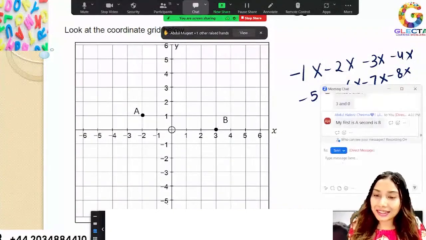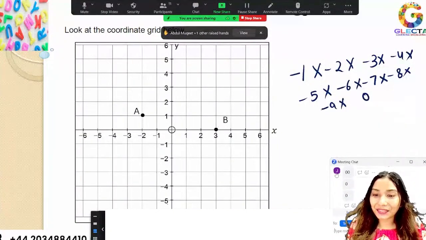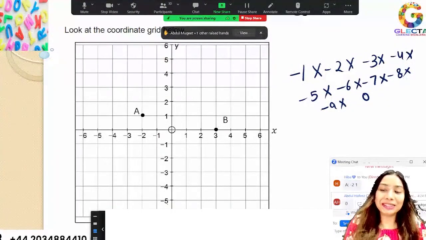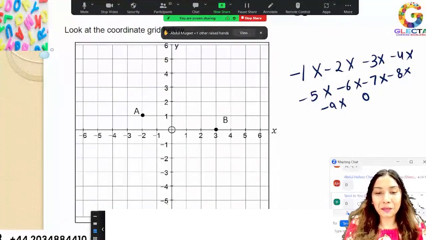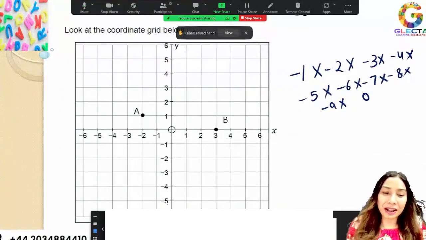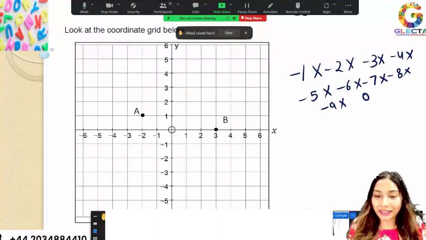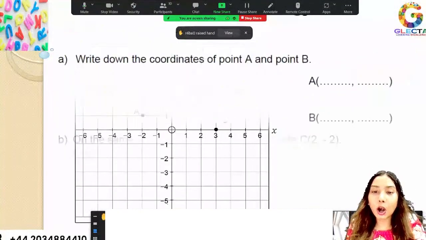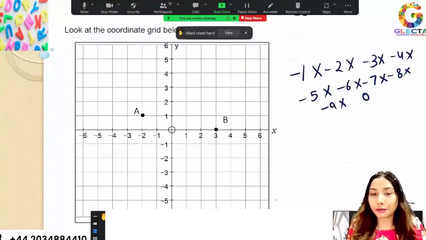I thought I received the answer. All right, so the first person is Abdul Hafiz. Second is Tanvi. Third is Abdul Mukit. So Abdul Hafiz will be doing it on the screen. Yes, Abdul, it's your time. You have to mark the coordinate of 2 and minus 2, right?